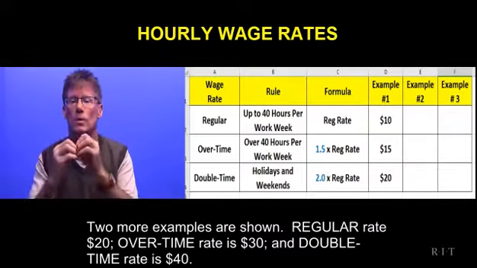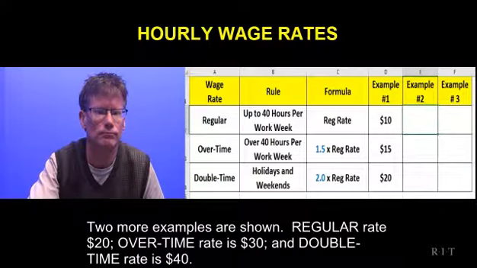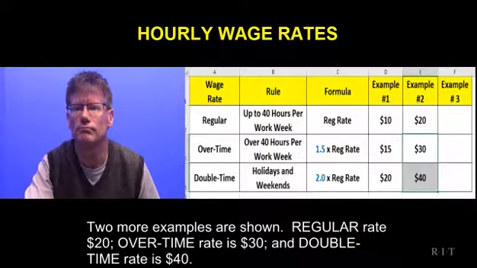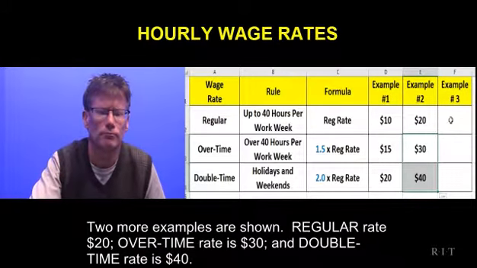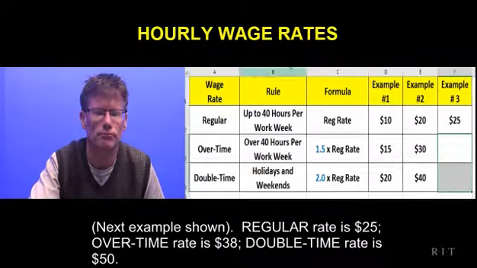Two more examples are shown. Regular rate $20, overtime rate is $30, and double time rate is $40. The next example that is shown is regular rate is $25, overtime rate is $38, and double time rate is $50.